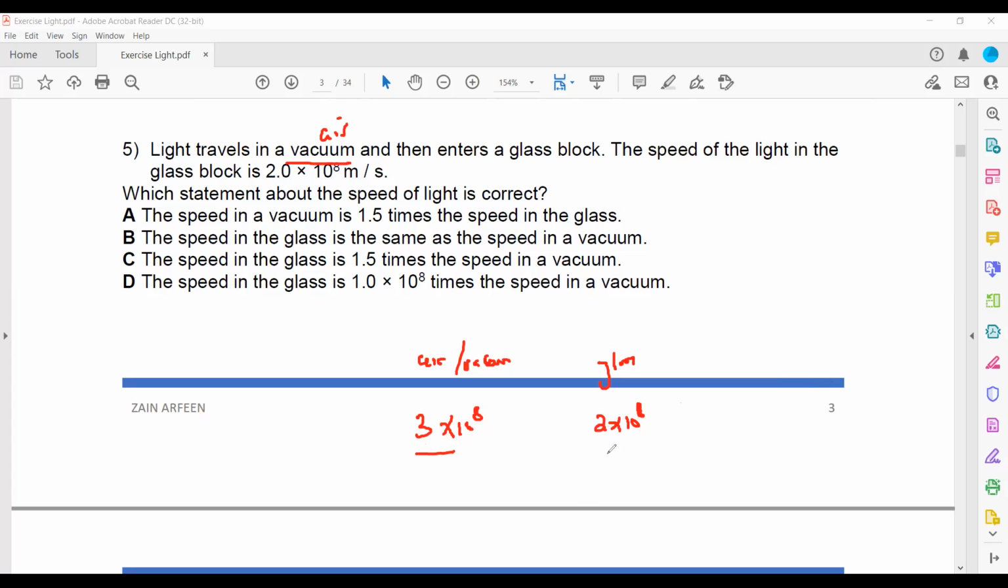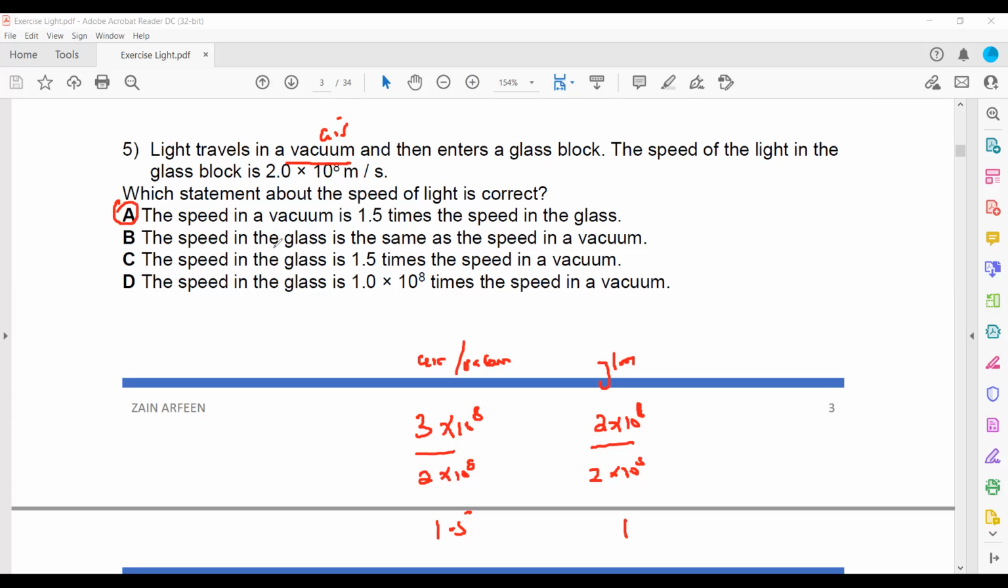when I simplify this, I take the simplest ratio, I divide by the smallest value. So what is the simplest ratio? 3 × 10^8 divided by 2 × 10^8, that is 1.5. And this is 1. So it shows that the speed of the light in vacuum is 1.5 times the speed of the light in a glass. Like comparison, when we compare them, light is traveling faster in vacuum as compared to that in glass. That's the reason A is the correct answer.